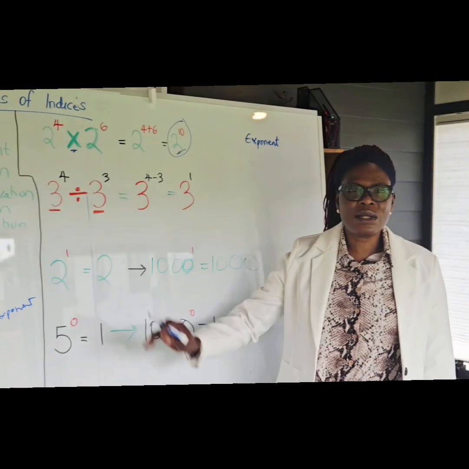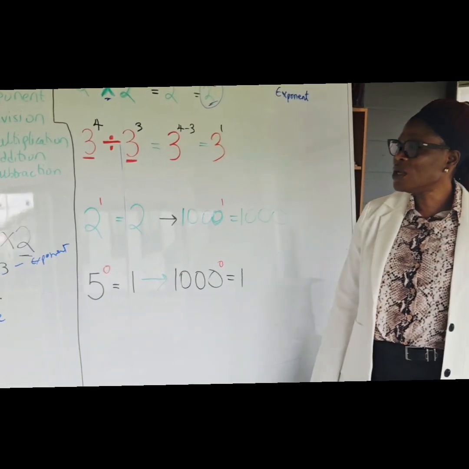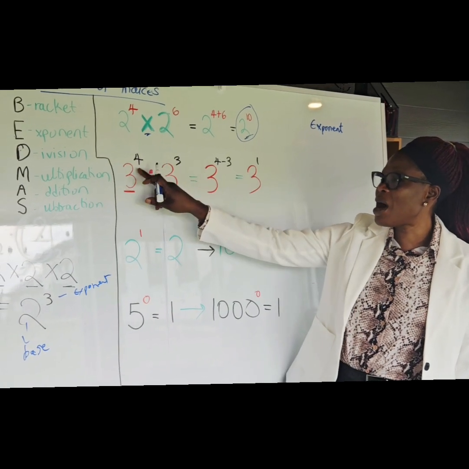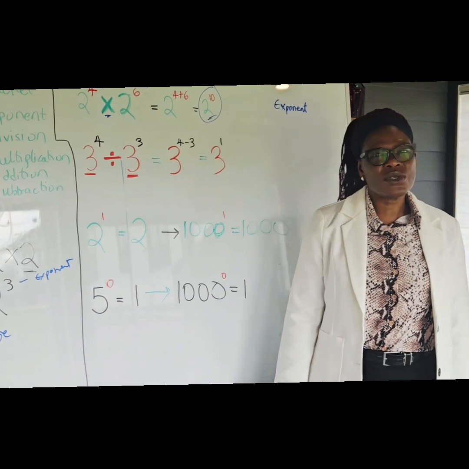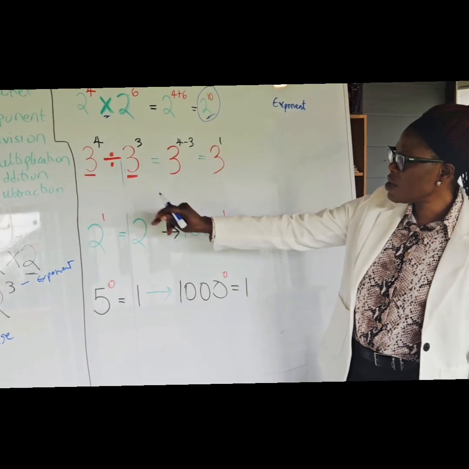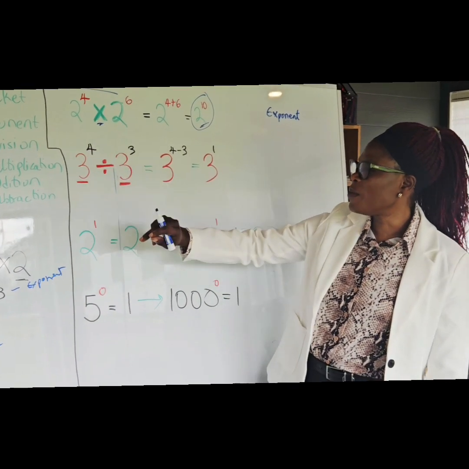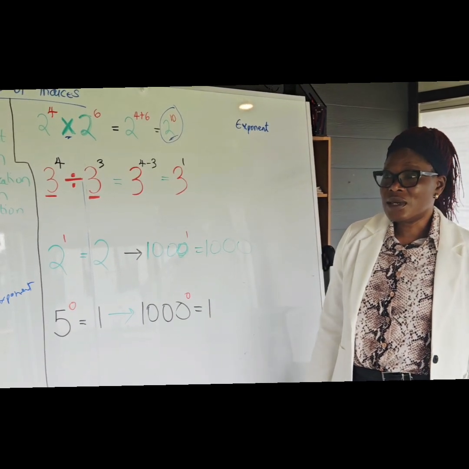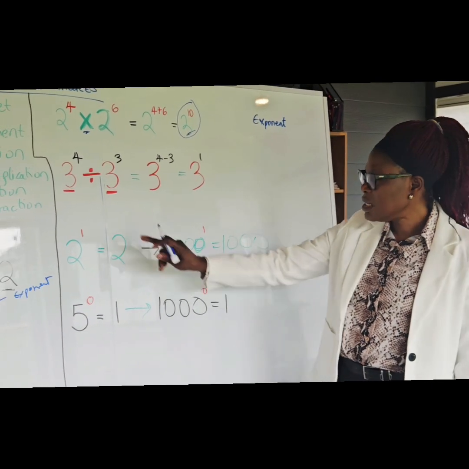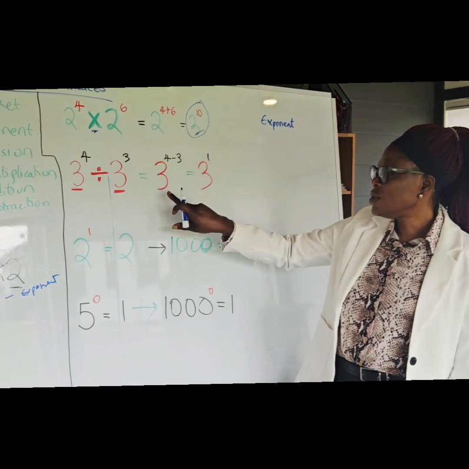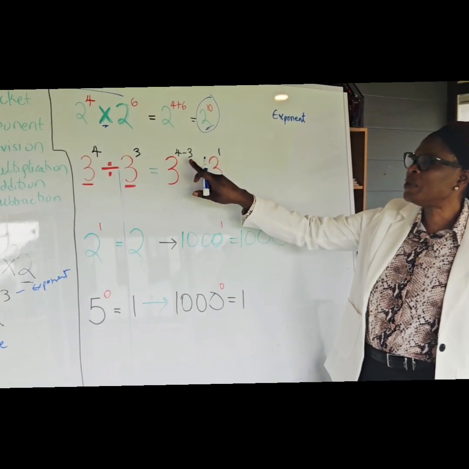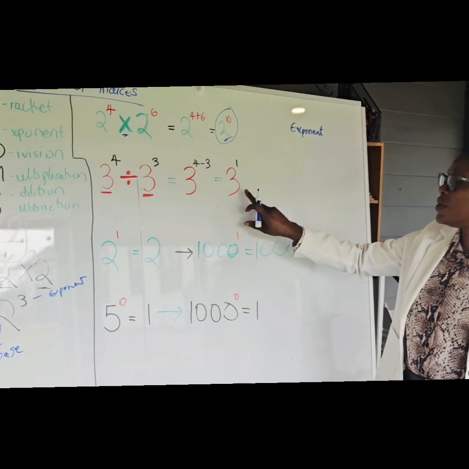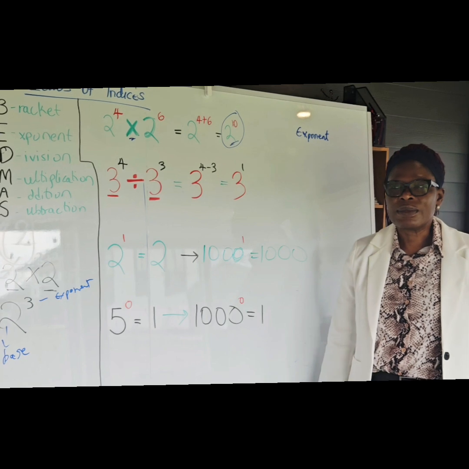Now, let's look at the second law, which is the quotient law. What does it say? It says, when you divide, what happens to the exponents? You subtract the exponents. So let's look at this: 3 to the power of 4 divided by 3 to the power of 3. The first thing you need to look at is, do they have the same base? Yes, they do. 3, 3. So we pick the base. And what happens to the exponent? We subtract, 4 minus 3. And that gives us 3 to the power of 1.